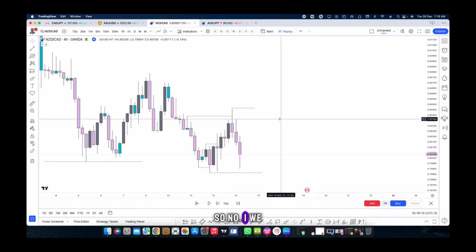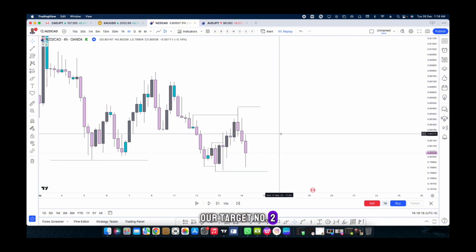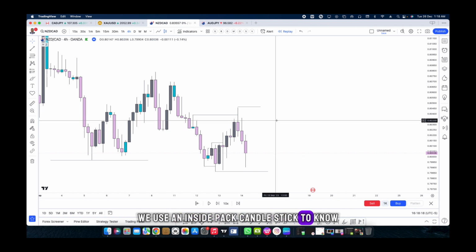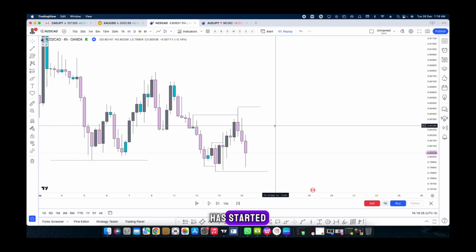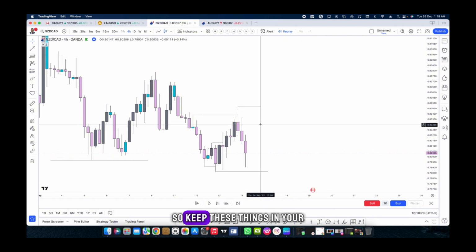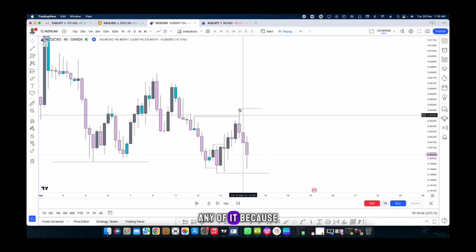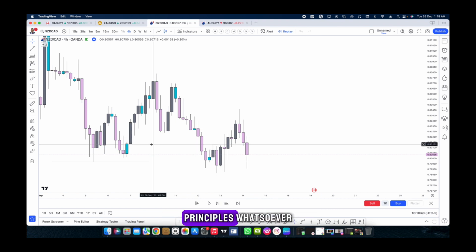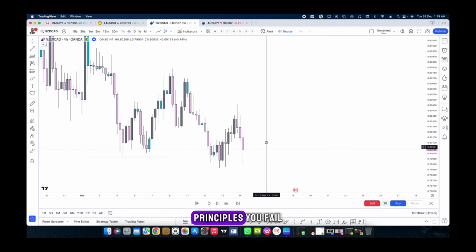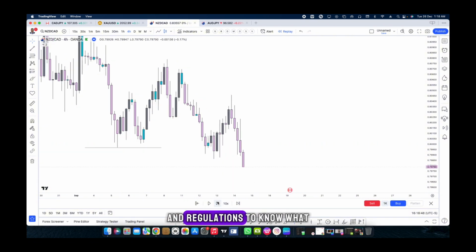So number one, we use an inside bar candlestick to determine our target. Number two, we use an inside bar candlestick to know our internal structure. Number three, we use an inside bar candlestick to know when our pullback has started in the market. So keep these things in your mind so that you will not forget any of it, because trading is something to do with principles. Whatsoever principle you fail, you are going to suffer for it, because definitely you have to follow the rules and regulations to know what you're doing.